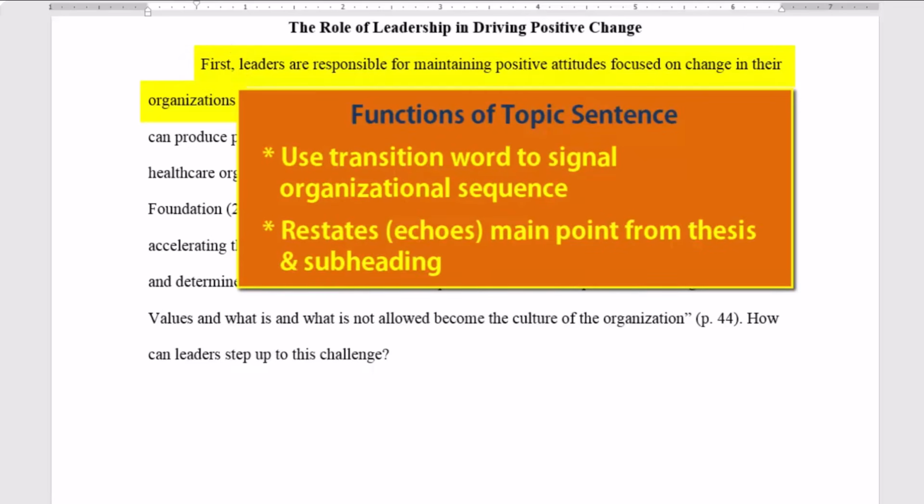Next, notice that the initial sentence restates the main point from the thesis that this section will try to prove, the role of leadership in creating and maintaining a positive attitude toward change. Notice how these key words have been repeated or echoed in the thesis, the subheading, and now the topic sentence for this section. This repetition or echoing is an important technique to keep your essay tightly organized.